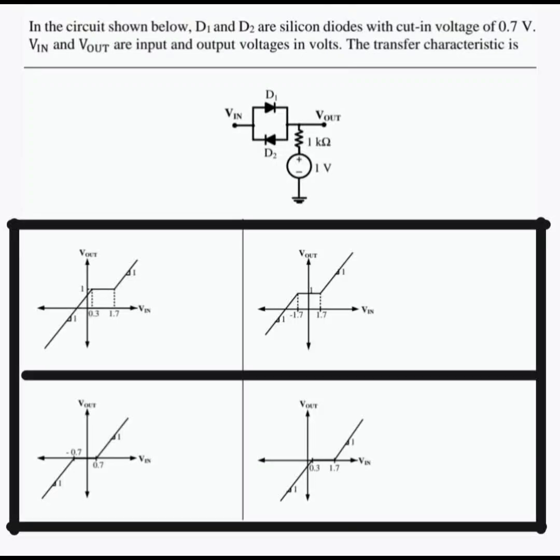Today I will discuss a diode clipping circuit where we need to find the transfer characteristics. What are transfer characteristics? You vary the input voltage, V in, and observe the output voltage, V out. Here there are two diodes whose cut-in voltage is 0.7, and we need to find the transfer characteristics of this circuit.